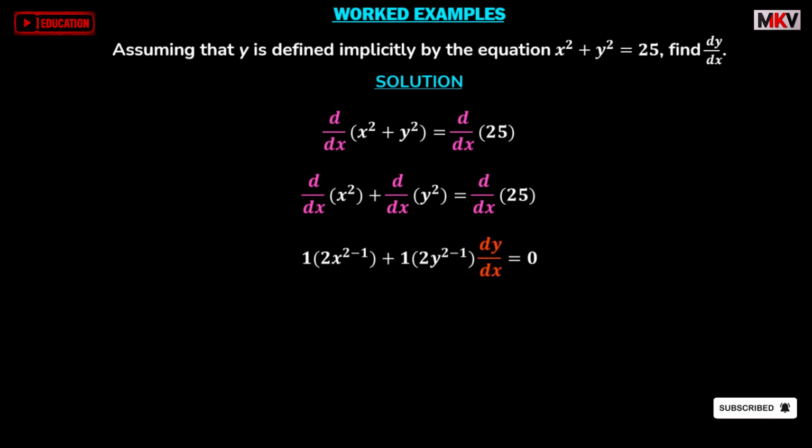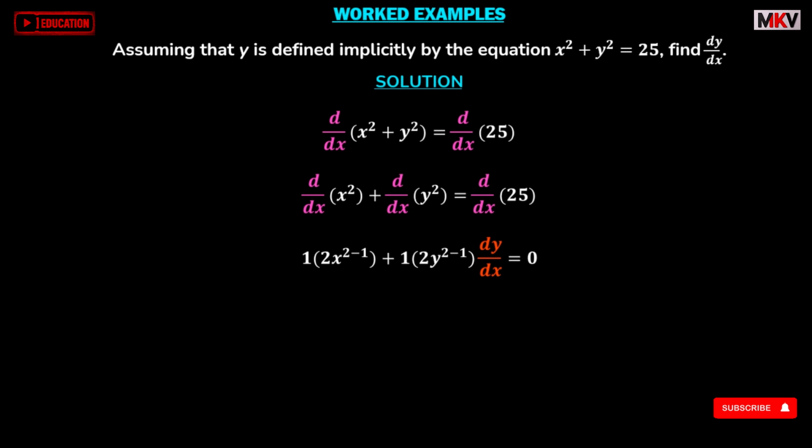Then we bring the exponent of x to multiply x, which is 2. So you're having 2x, 2x exponent 2 minus 1. Then we do the same for y. We separate the coefficients, we bring the exponent to multiply y, then we subtract 1 from the exponent.